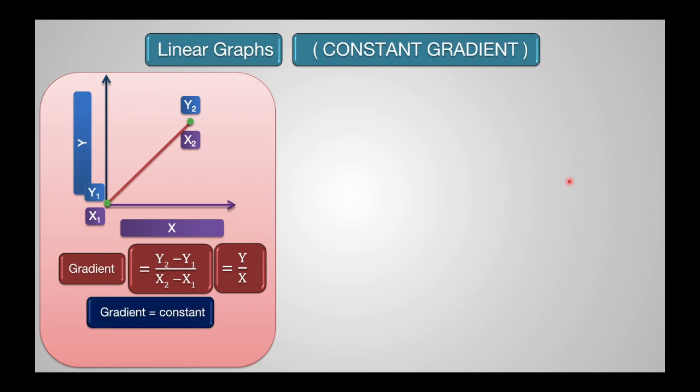The gradient of such a graph will be a constant gradient, not 0, not infinite, but a constant gradient, and you will get a positive answer. At any point if you find the gradient, you will get a positive answer.